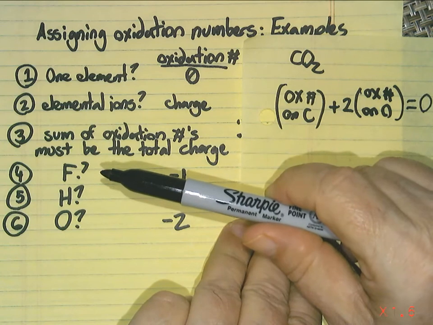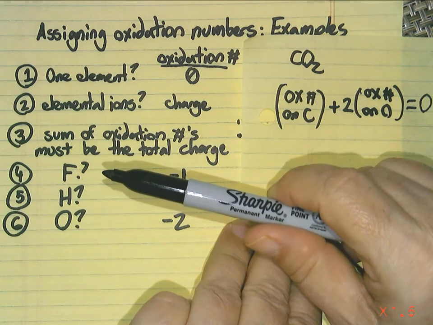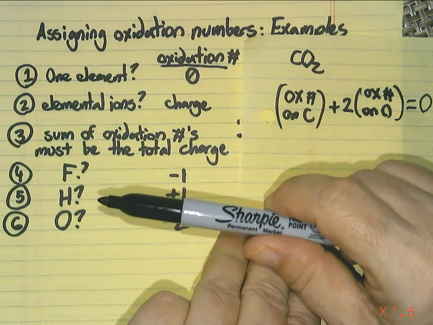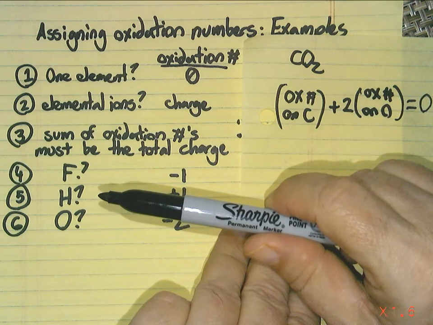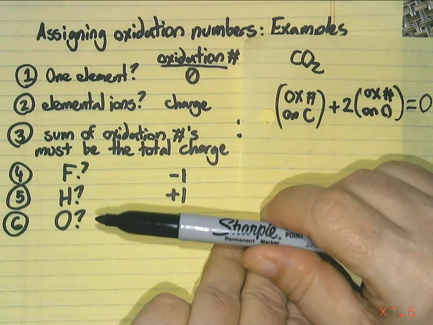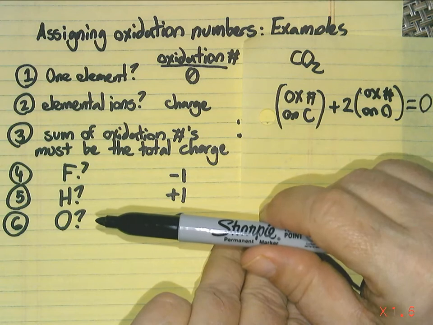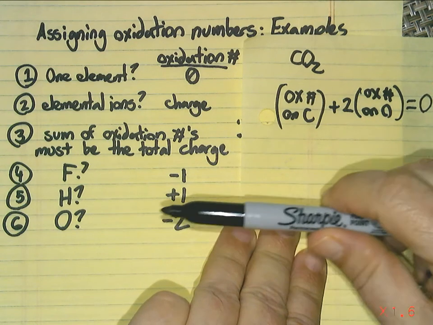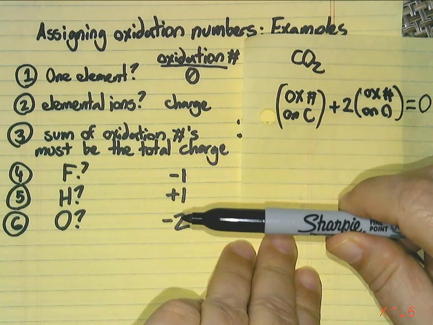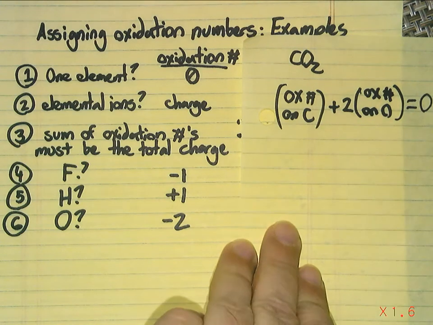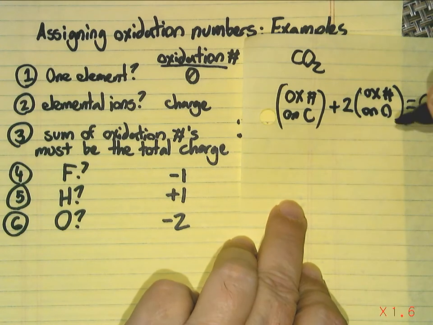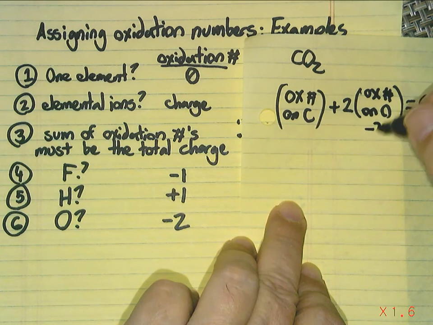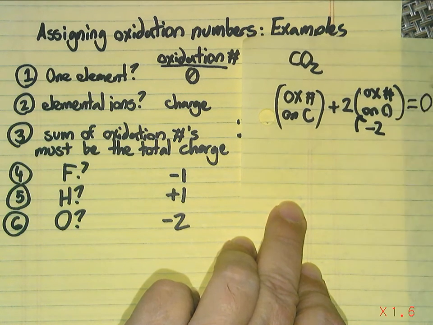It says, do you have any fluorine? No, we don't. Do you have any hydrogen? No, we don't. Do you have any oxygen? Yes, we do. It says if you've got an oxygen at this point, you can put a -2 on it, even though it's a covalent compound. So this thing here is a -2.